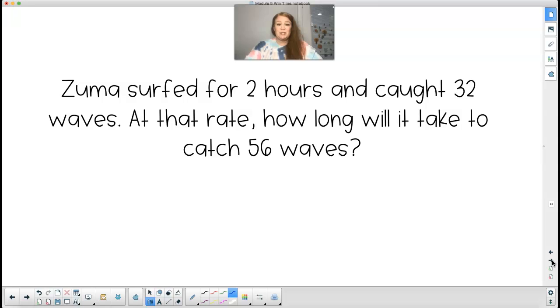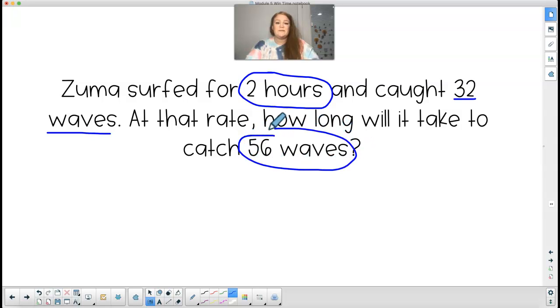Okay, Zuma surfed for 2 hours. So we've got 2 hours and caught 32 waves. At that rate, how long will it take to catch 56 waves? So we've got hours and we've got waves. I got a little ahead of myself. In 2 hours, Zuma did 32 waves, so was able to surf 32 times in 2 hours.